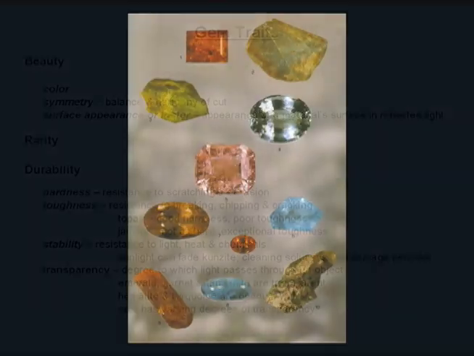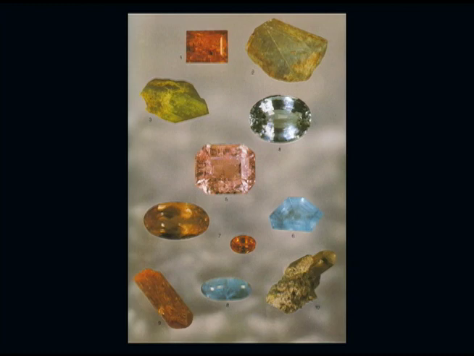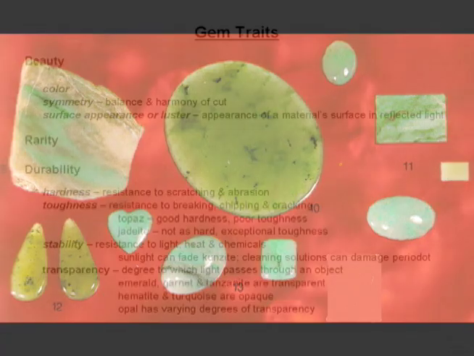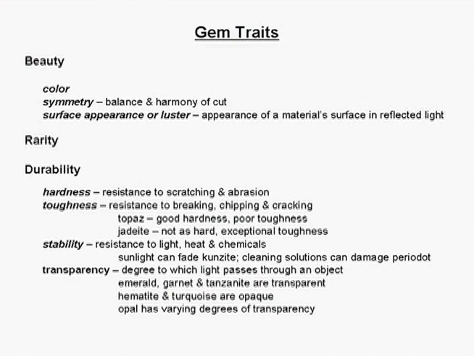For example, topaz has good hardness, but poor toughness. So there we have some pictures of topaz. These are all topaz, and as I said, this has good hardness, but poor toughness. Jadeite is not as hard, but it has exceptional toughness. Stability is its resistance to light, heat, and chemicals. For example, sunlight can fade kunzite, and cleaning solutions can damage peridot.